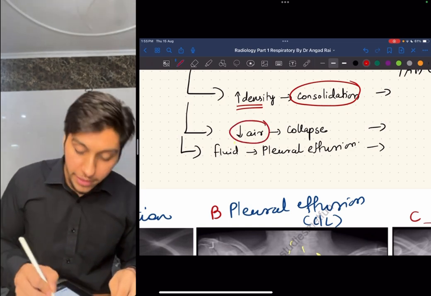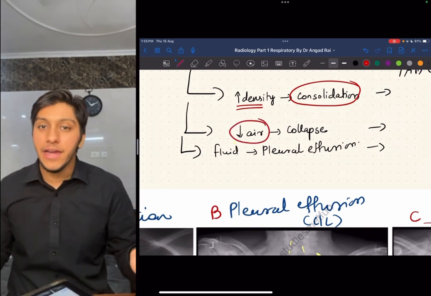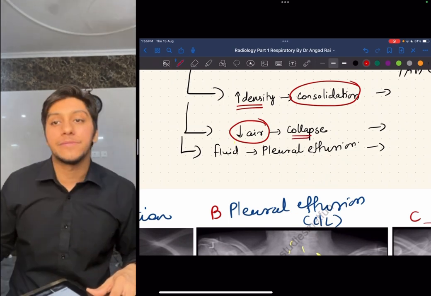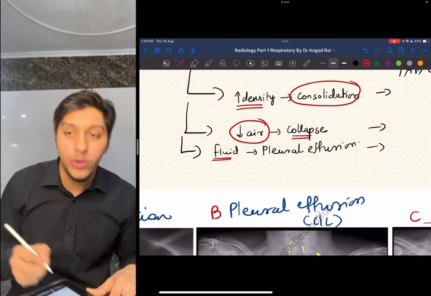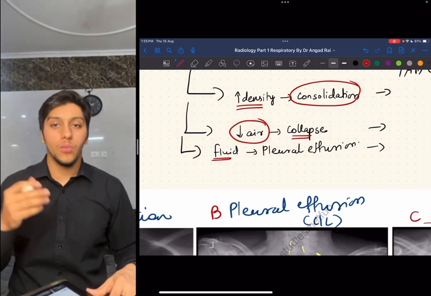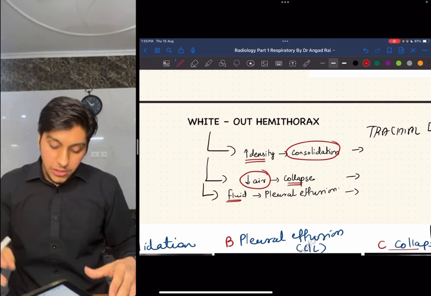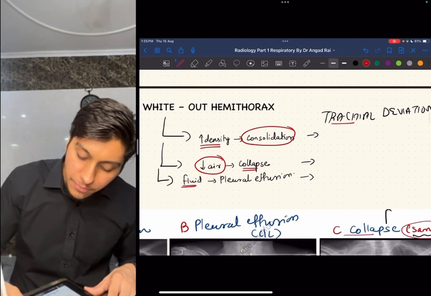Next, when there is no air, see, if there is so much air, it is going to be black. If there is no air or very little air, it is going to be white, seen in conditions of collapse. And also whenever fluid is there, again it is going to be white in color. Now how do you distinguish amongst the three of them? All are white. So remember guys, we will check it with the help of tracheal deviation.